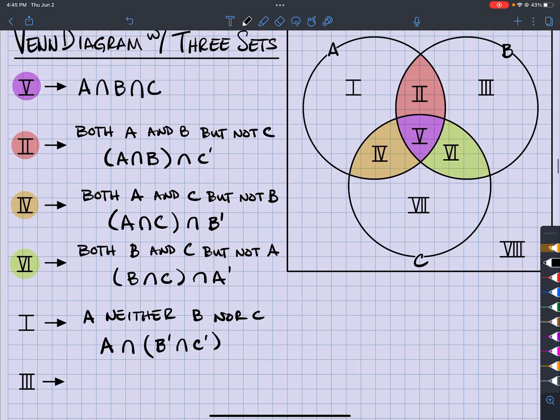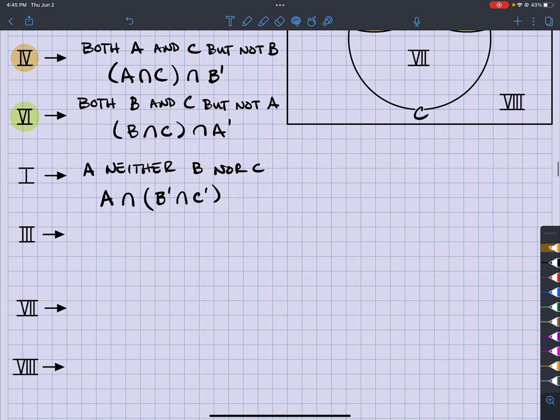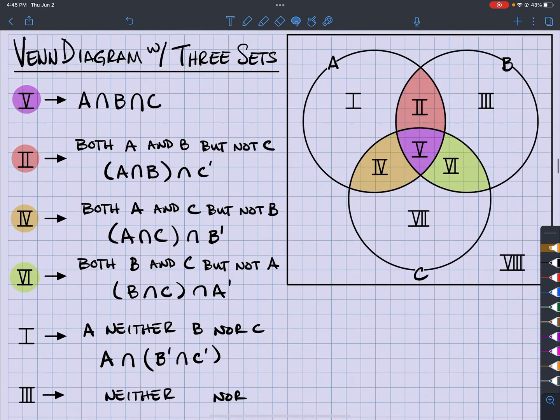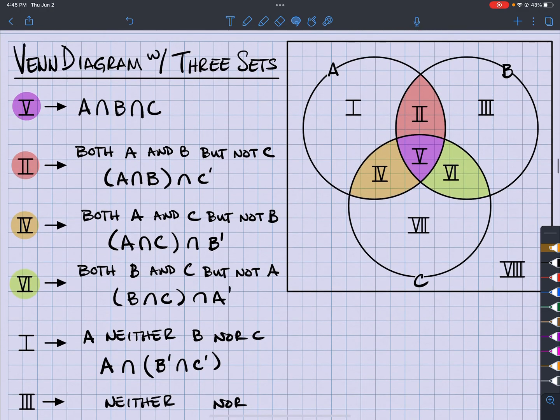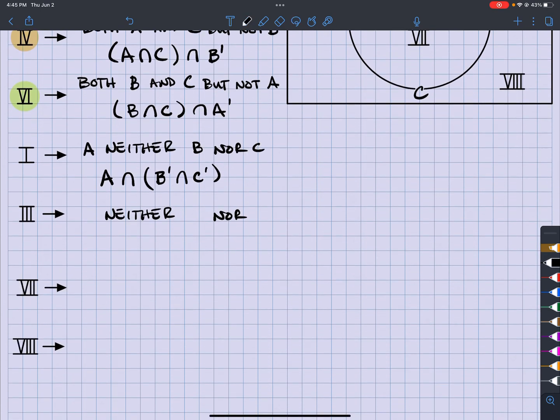Region 3 is the same idea as B, but not the A part nor the C part. So again, region 3 is the B, take away the A and the C. So it's going to be B intersect with not A, intersect with not C.